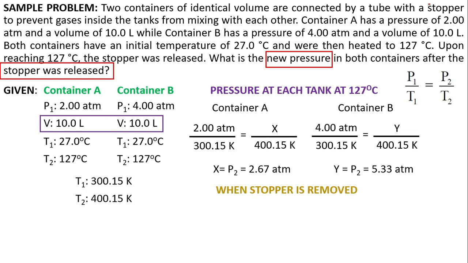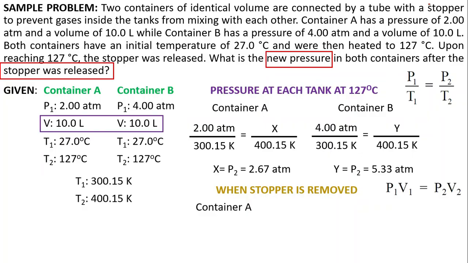Now, when the stopper is removed, the volume changes, right? So instead of having 10 each, the volume will now be 20. Now we have to use Boyle's law. So now let's apply Boyle's law. Container A will give us 2.67 atmospheres times 10 liters is equal to X times 20 liters. So this will give us 1.33 atmospheres.